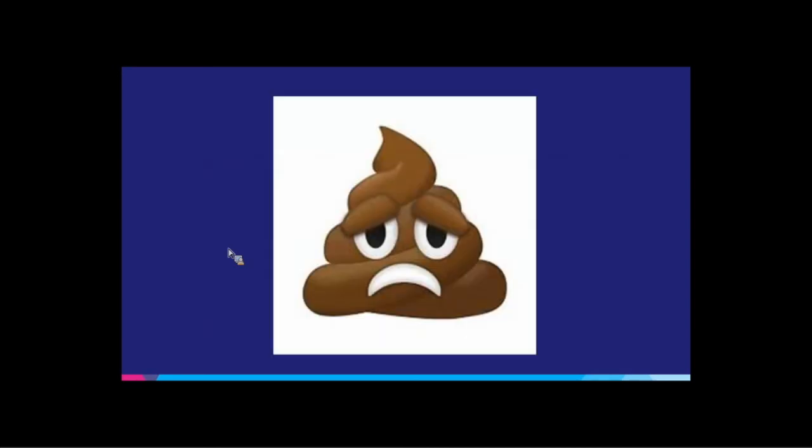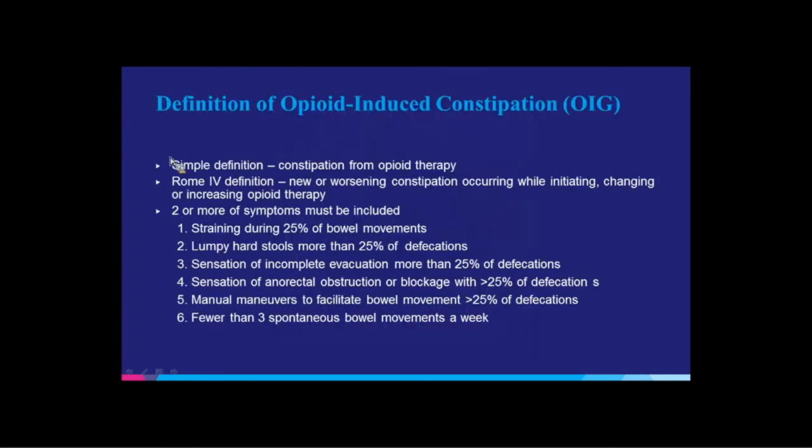Here, some more poop. But this poop's a little more sad. More sad because it's constipated. It's hard. He wants to come out. So why don't we start with what is opioid-induced constipation? The simple definition is you're constipated because you've been taking some opioids.